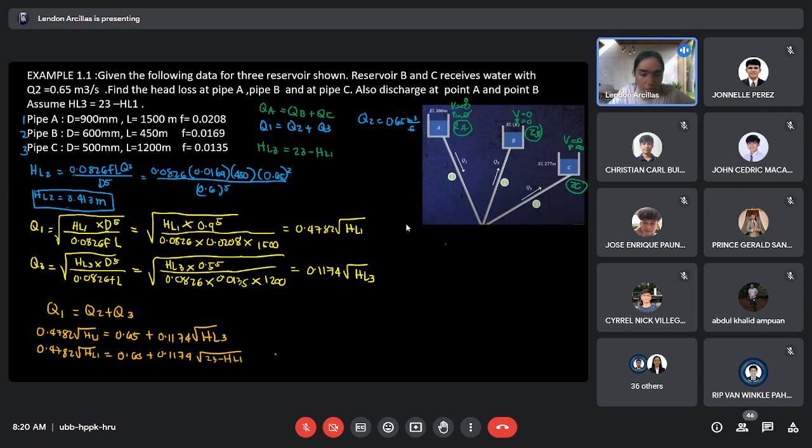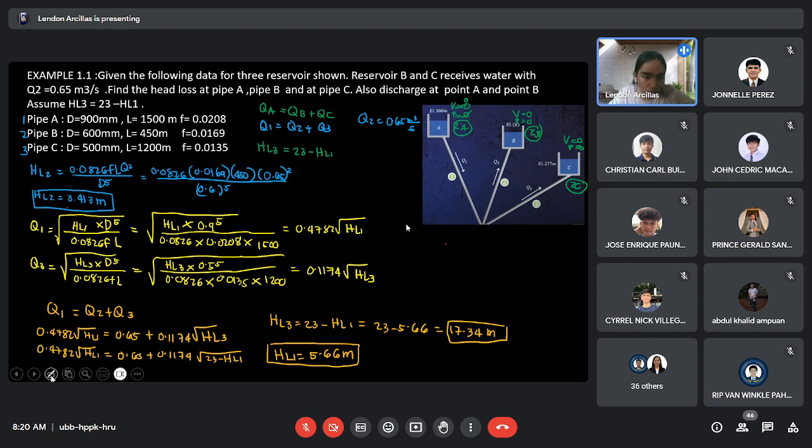So masasolve na natin yung isang variable, which is HL1. Using calculator, you'll get HL1 or head loss 1, that is 5.66 meters. Okay? And also, since HL3 equal to 23 minus HL1, therefore 23 minus 5.66. So HL3 is equal to 17.34 meters. So since may value na tayo ng head loss 1 and head loss 3, we need to substitute that sa ating formula kanina.